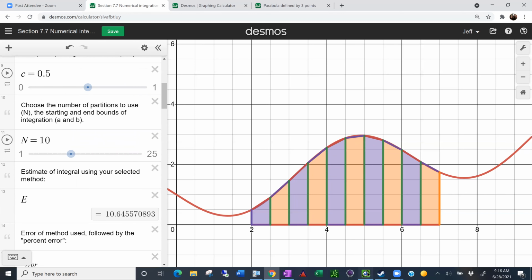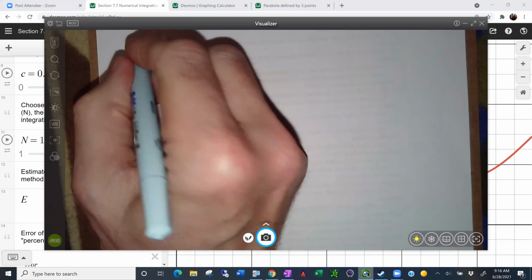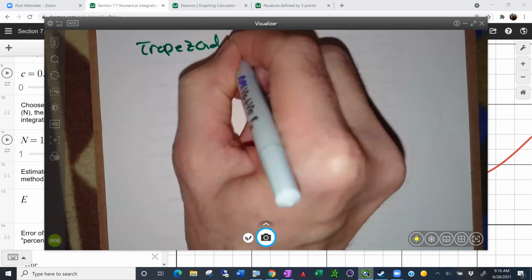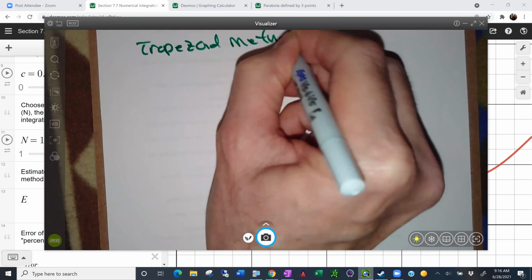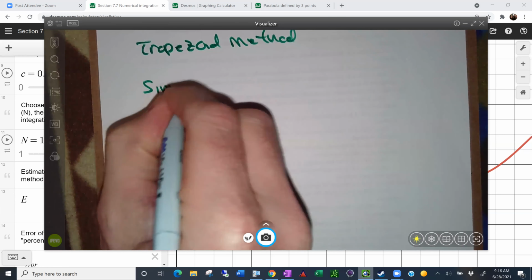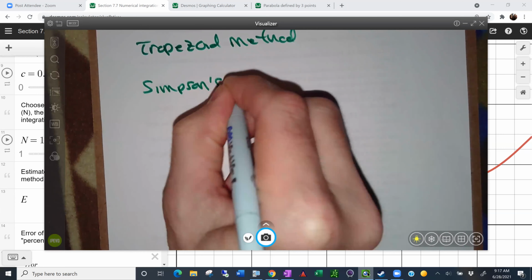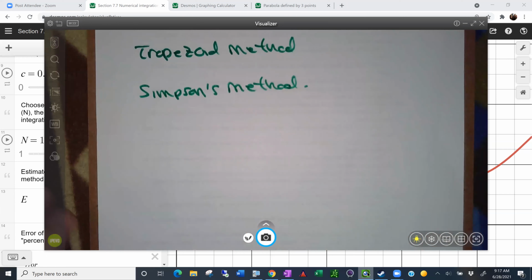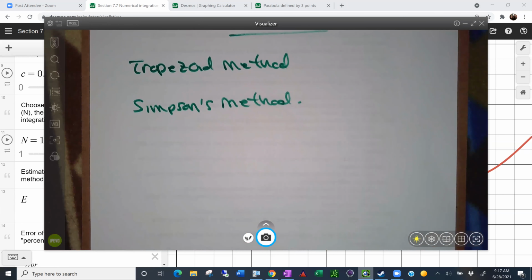So let me just write those things down. We've got the trapezoid method and Simpson's method. Simpson's method works a little bit differently.